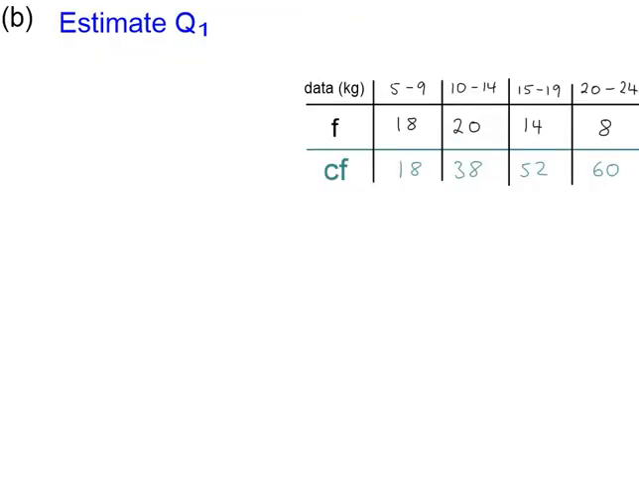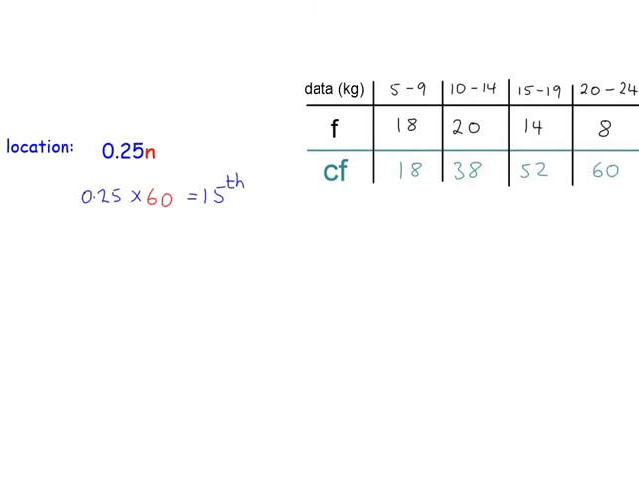Part B. We now estimate Q1, or the 25th percentile. The location for the 25th percentile is 0.25 times n, so we're looking for the 15th data value. Which class does the 15th data value fall into? It's in this class. There are 18 values in the first class, and we're looking for the 15th value.